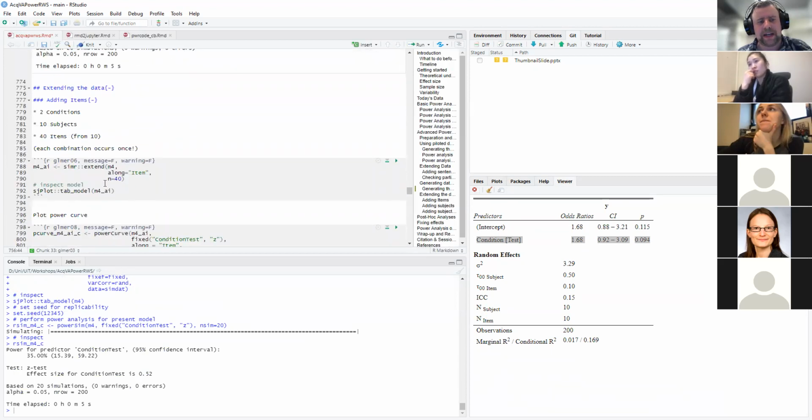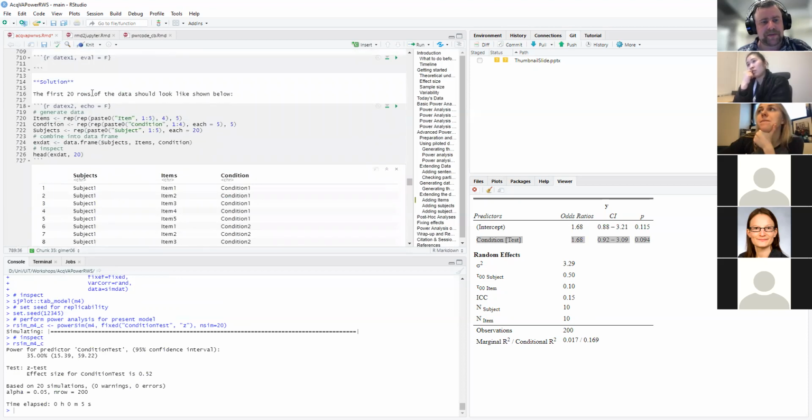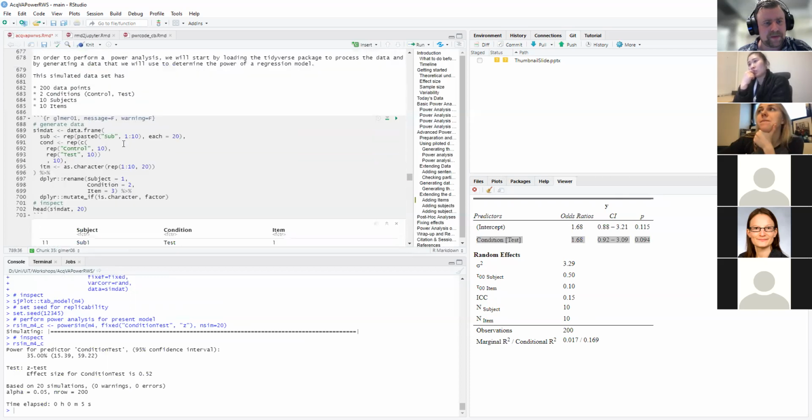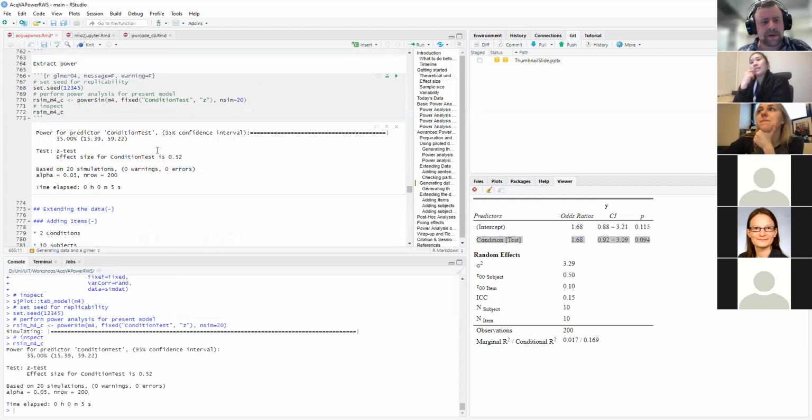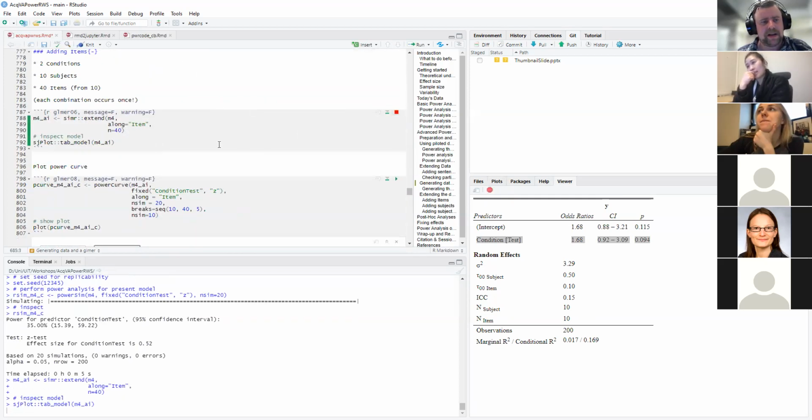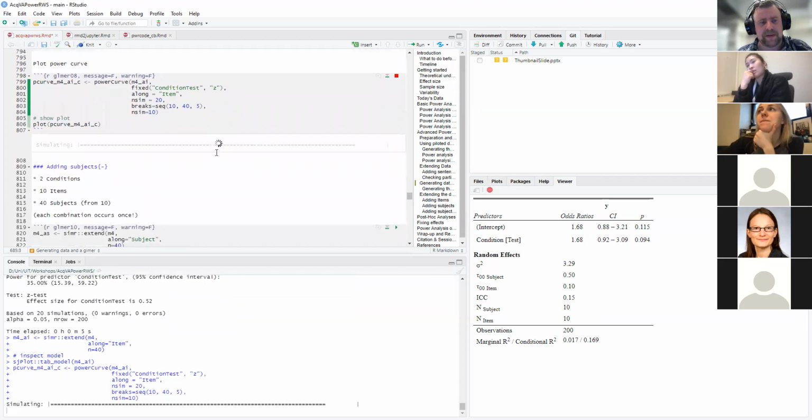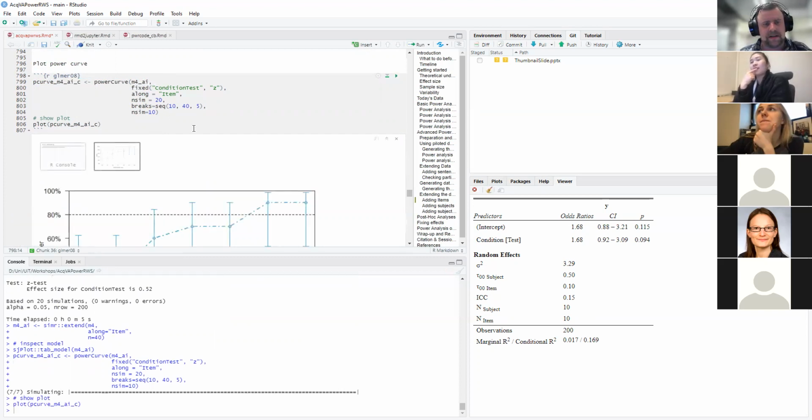All right, now here we can extend the data. So here we want to extend along item. Now we're not using only the 10 items, but now we want to use 40 items. So let's check that. It hasn't done anything really. Let's see what happens if we plot the power curve. That doesn't look good. Oh no, it's actually nice.